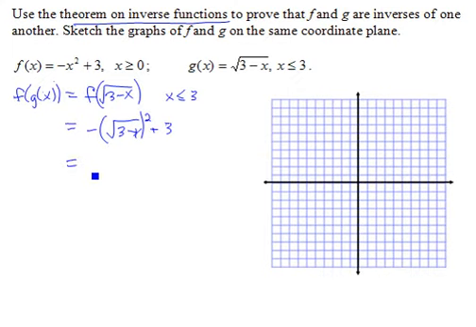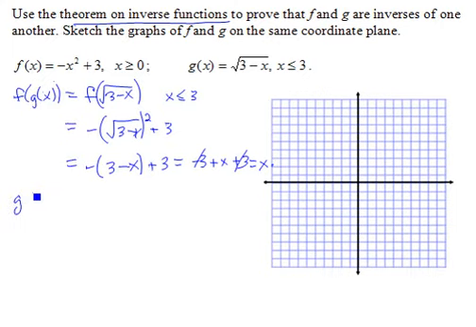This is equal to the opposite of the quantity 3 minus x, because squaring the square root undoes that operation, plus 3, and simplifying by distributing the negative sign through gives me negative 3 plus x plus 3, and the negative 3 and plus 3 cancel, leaving just x. So f of g of x is indeed x on the domain of g.